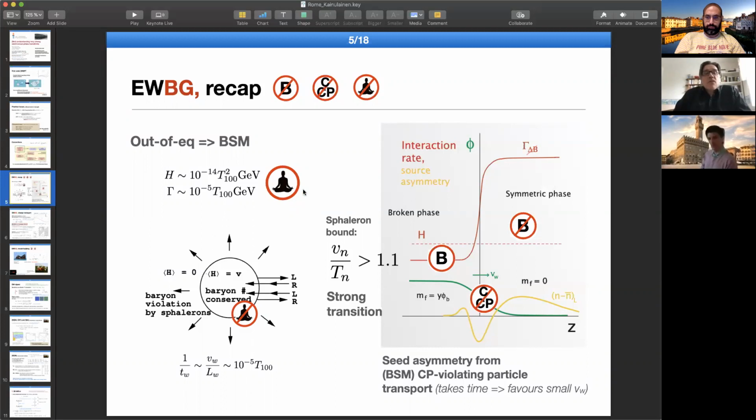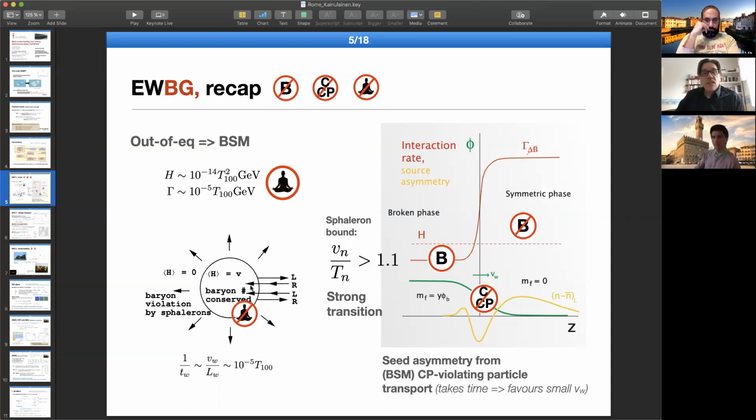But the early universe was a very, very peaceful place. It was in very good equilibrium. So the only way to get out of equilibrium is a first order phase transition. This is, of course, a very long story. If the transition is strong enough, you can have a first order phase transition, and then you can have out of equilibrium conditions right at the wall. If the parameters are suitable, it can be of the same order as the reaction rate, and you can have a significant departure from equilibrium.